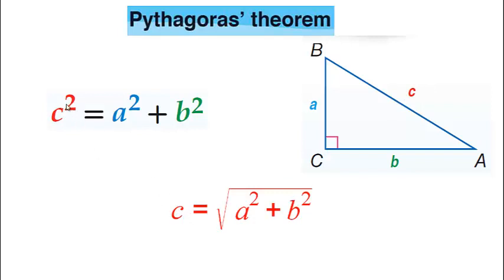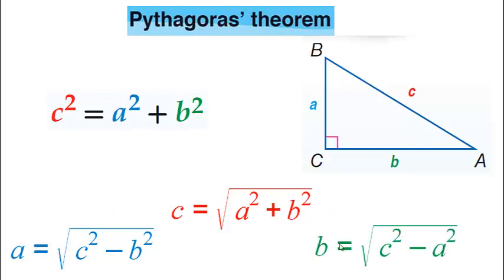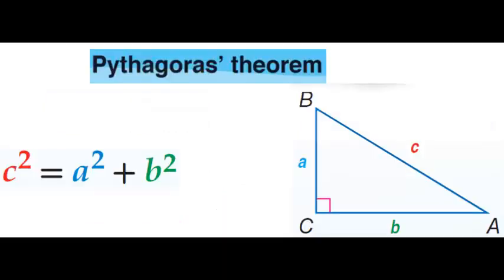It looks like I take the square root of the two sides. So c equals the square root of a squared plus b squared. So what if I want to get one of the two legs, a or b? A will equal the square root of c squared, which is the hypotenuse, minus b squared. And if I want to get b, it will equal the square root of c squared minus a squared.